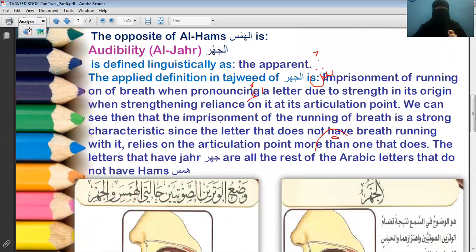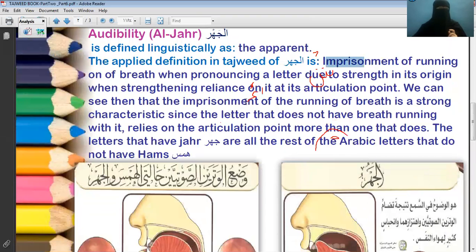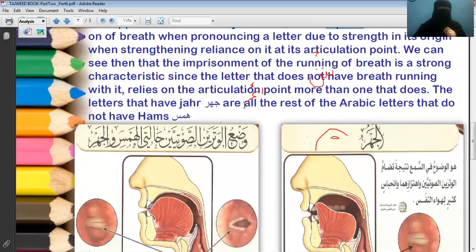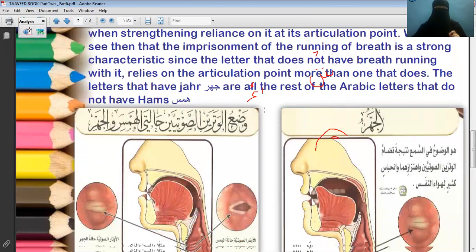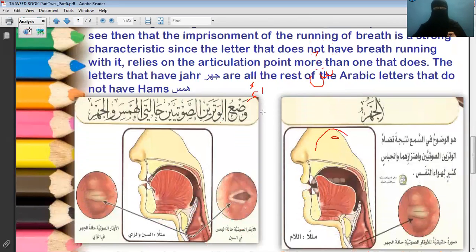But the opposite of hams, al-jahr. Jahr means cutting off the breath when pronouncing the letter. Why? Because I close the articulation points of these letters. What are the jahr letters? All the letters except hams letters. We can see now.